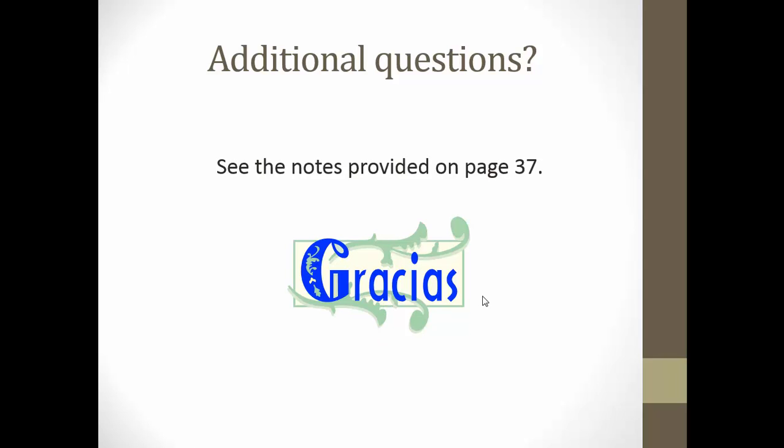If you have additional questions, make sure you see the notes provided on page 37. At this point, you should have filled in your note guide, and you should understand the forms of ser and which ones to use with the subject pronoun. Be prepared to take your flipped mini quiz.